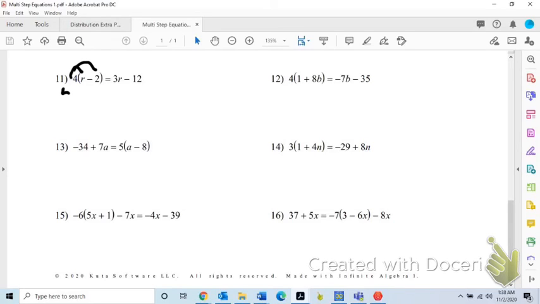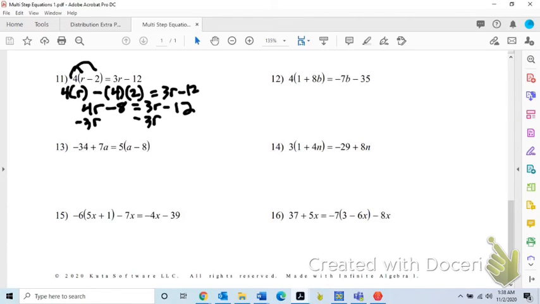4 times r minus 2, so that turns into 4 times r. Bring down the negative. 4 times 2 equals 3r minus 12. So 4 times r is just 4r. 4 times 2 is 8, equals 3r minus 12. So we have 4r minus 8 equals 3r minus 12, so we need to get down to the business of combining like terms. We're going to go ahead and subtract 3r from both sides. Again, keeping your variables positive.